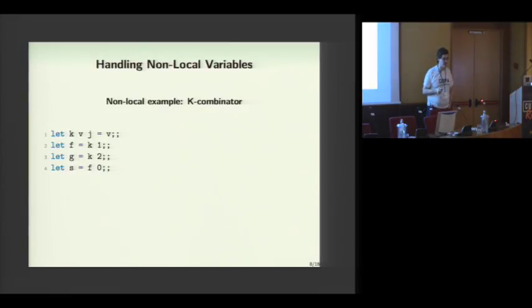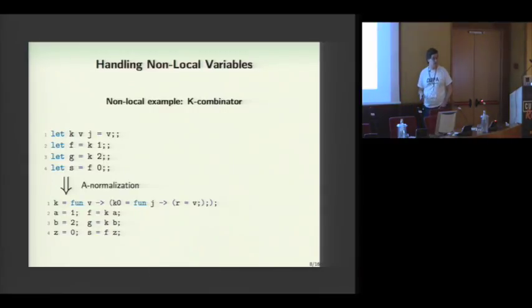This is the K combinator, right? Given any two arguments, the first argument is the thing that it's going to return. So here I have this function f, which given anything will return 1. g given anything will return 2. And so I'd expect on line 4 here that s would be the value 1, right? Whatever f returns. Just like before, I'm going to A-normalize that, okay?